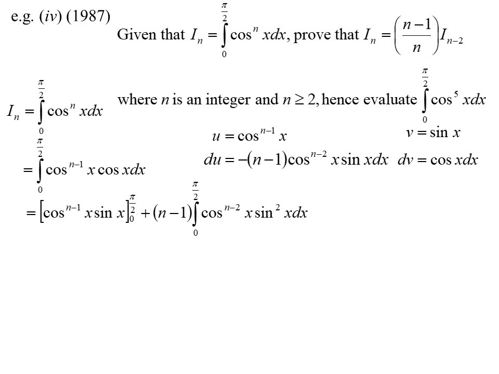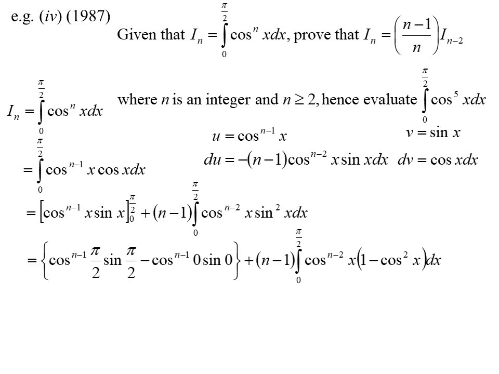Having a look at the square brackets there, that's nice, because cos of pi on 2 will give me 0 when I substitute in, and sine of 0 gives me 0 when I substitute in. So that square bracket is all just 0. I'm left with this integral.